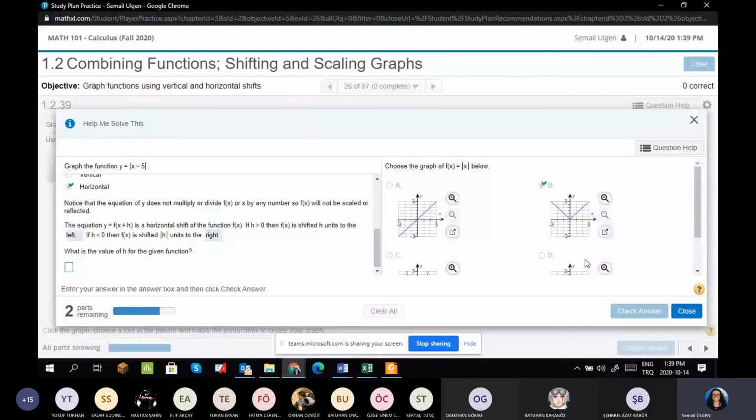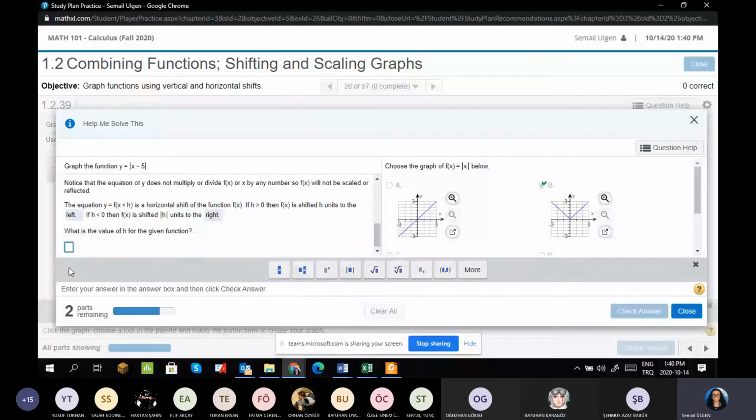Okay, what's next? What is the value of h for the given function? Is it negative 5, or positive? Let's write it. Look, consider this as x plus negative 5, right? This is like x plus h. Okay, this is x plus, in parentheses, negative 5. So here, be careful. h is negative 5. All right, so let's check it. Maybe I'm wrong. Okay, well done, I got it.